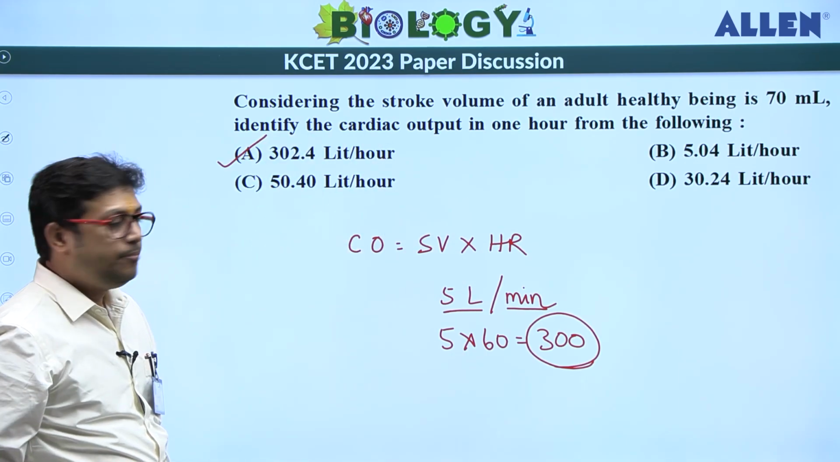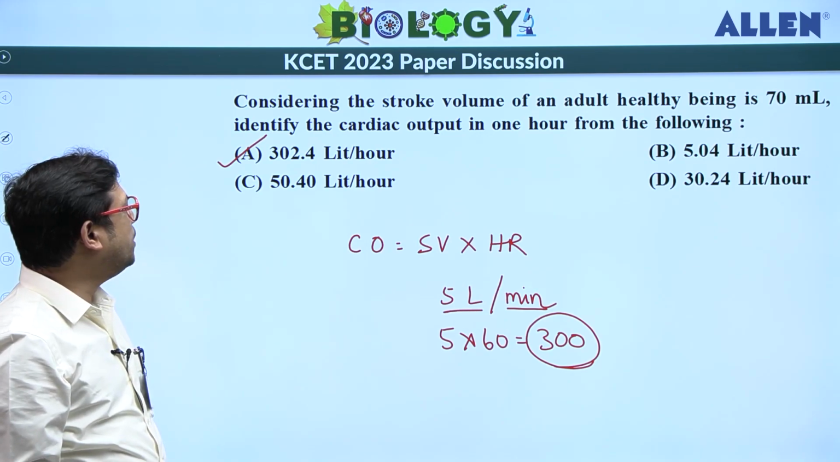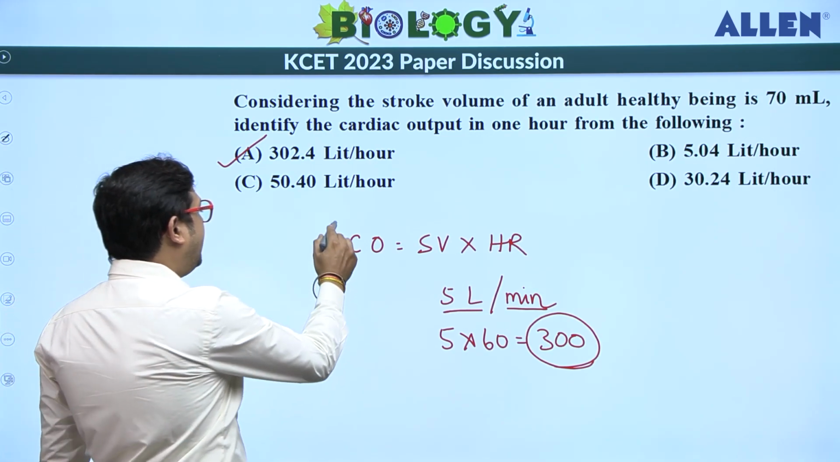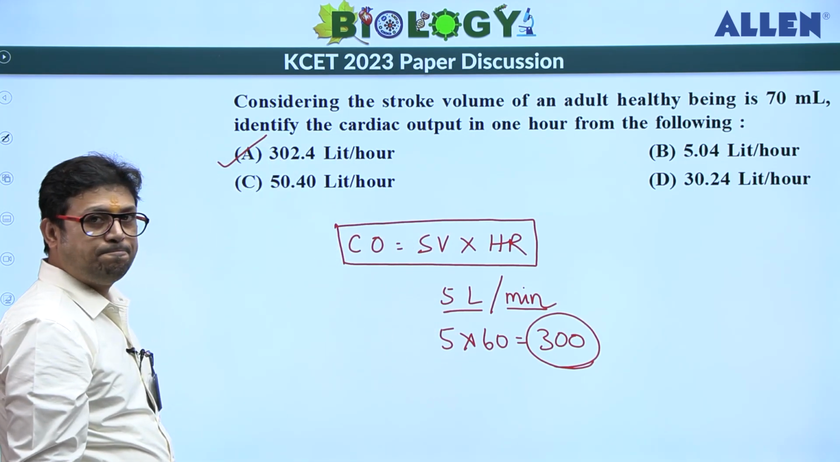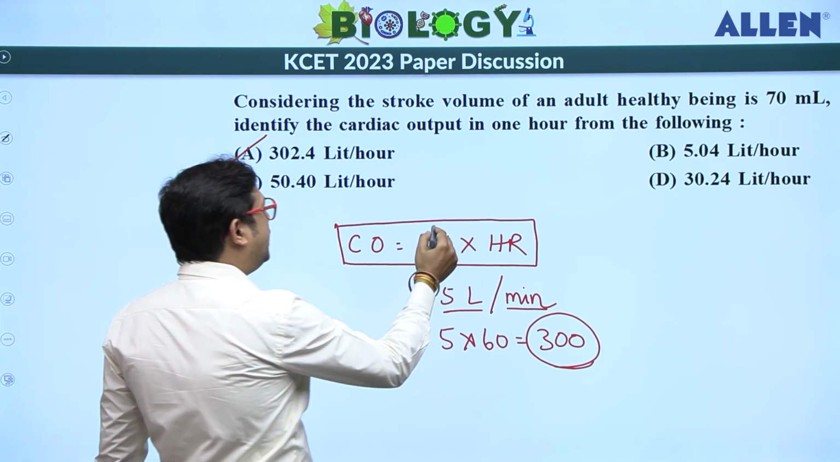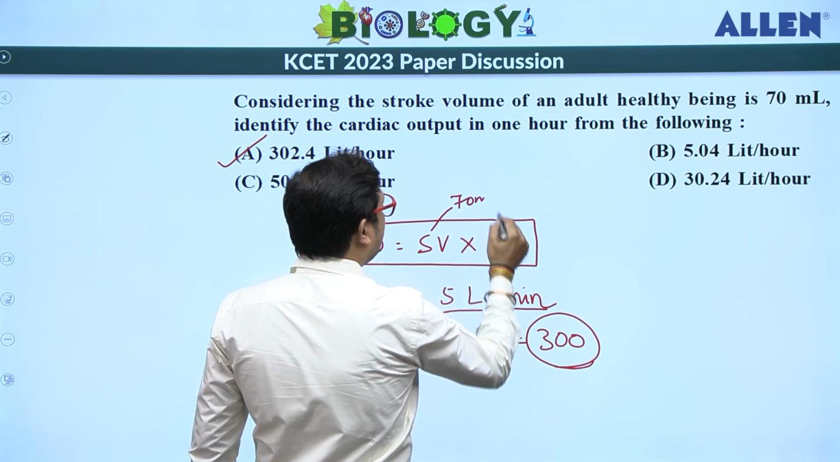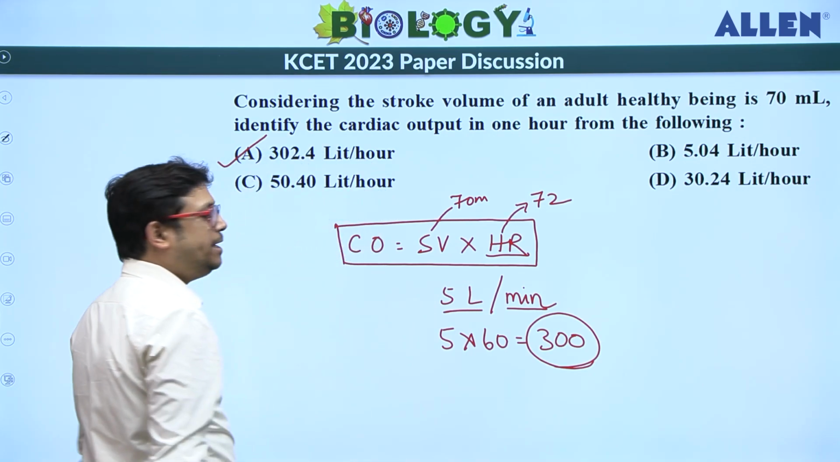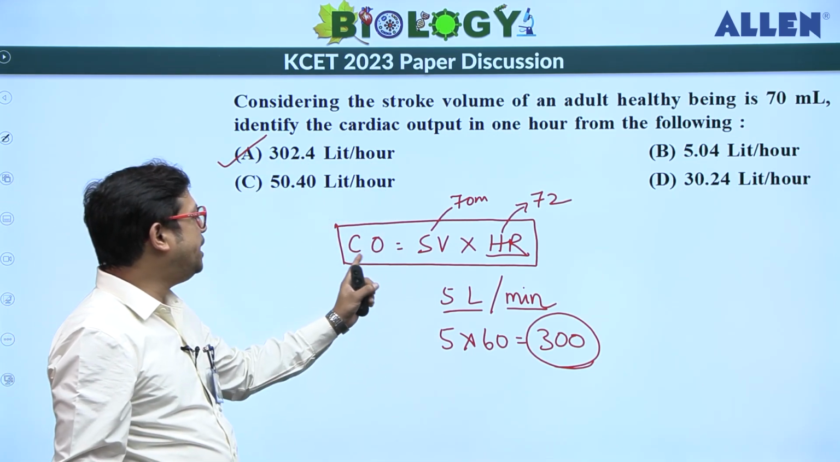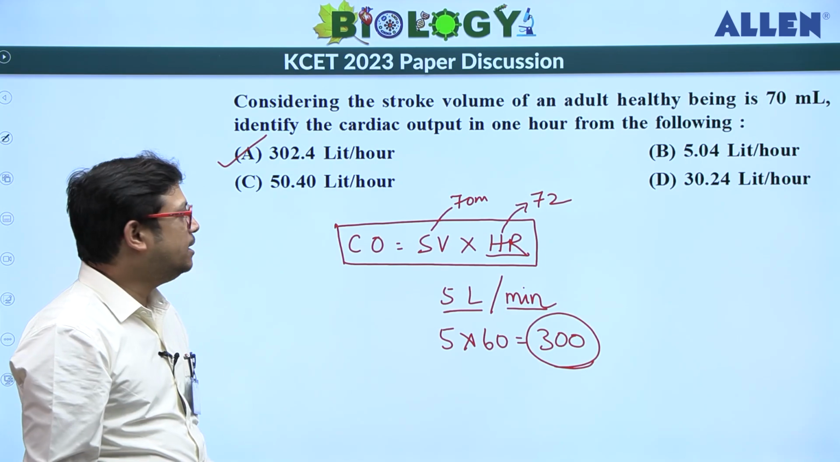Answer is A, 302.4 liter per hour. Cardiac output is equal to stroke volume into heart rate. So when the stroke volume is 70 ml and heart rate is 72 times per minute, then cardiac output is around 5 liter.